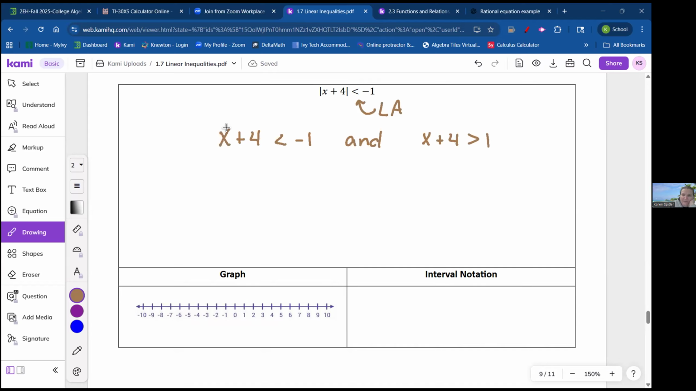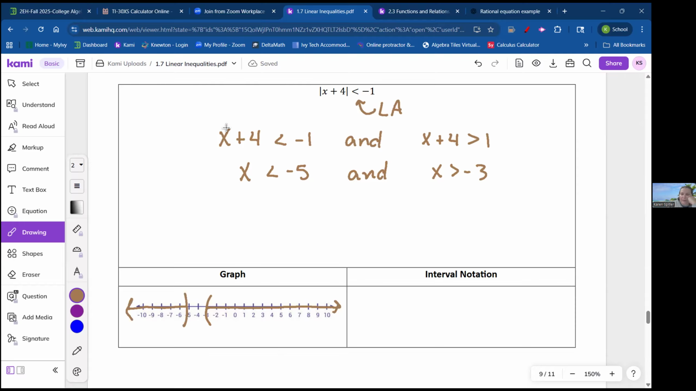Keep the flipping opposite. So we're going to subtract 4. X is less than -5. And subtract 4. X is greater than -3. All right, so we're going over here. Greater than -3. Less than -5.